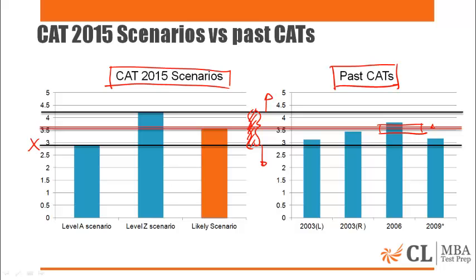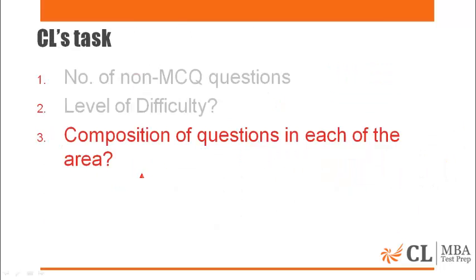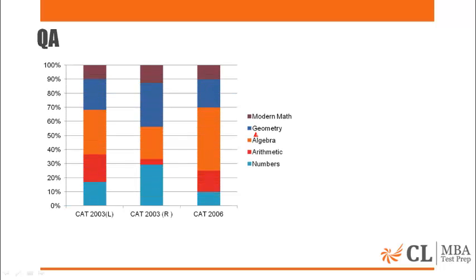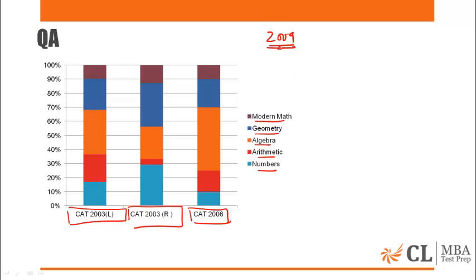But before that, we need to answer one more question. What is going to be the composition of questions in each of these areas? QA, you can divide into modern math, geometry, algebra, arithmetic and numbers. I've taken the 2003 leak paper, 2003 repeat paper, and 2006 CAT papers. 2009 I've not taken because there were 40 different tests and we don't have access to those questions. We only have a basic understanding. But I can roughly say about 2009, it was more or less geometry, algebra, arithmetic and numbers, more or less equal, with a few questions in modern maths.